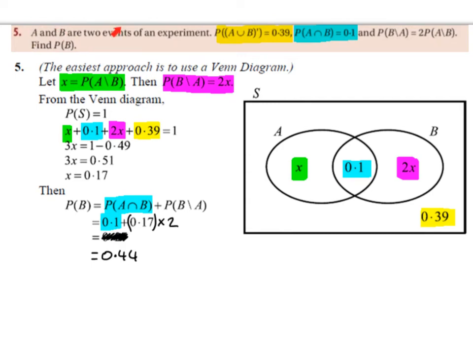A and B are two events of an experiment. The probability of A union B complement is 0.39. The probability of A intersection B is 0.1. And the probability of B less A is 2 times the probability of A less B. Find the probability of B.